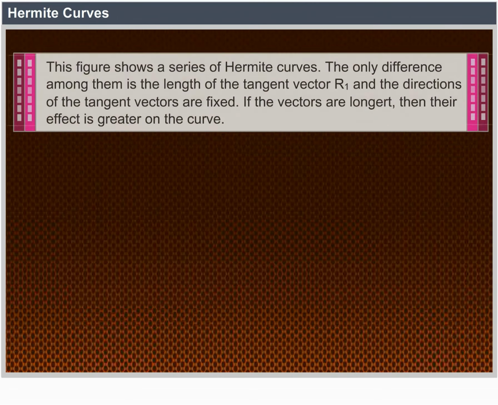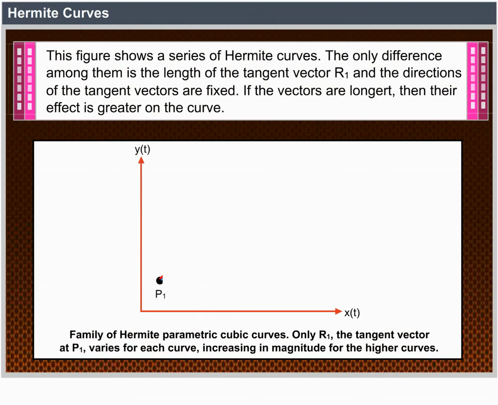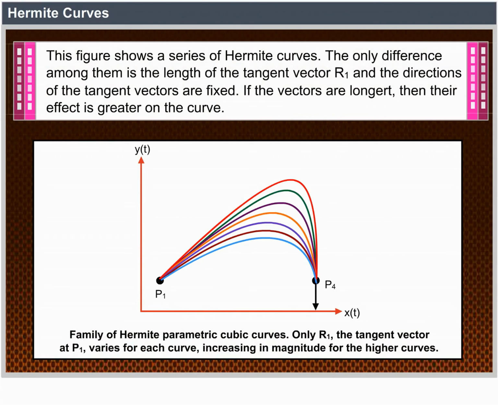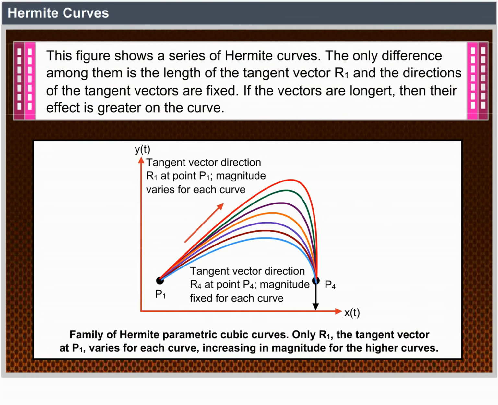This figure shows a series of Hermite curves. The only difference among them is the length of the tangent vector R1. The directions of the tangent vectors are fixed. The longer the vectors, the greater the effect on the curve. This figure shows a family of Hermite parametric cubic curves. Only R1, the tangent vector at P1, varies for each curve, increasing in magnitude for the higher curves.